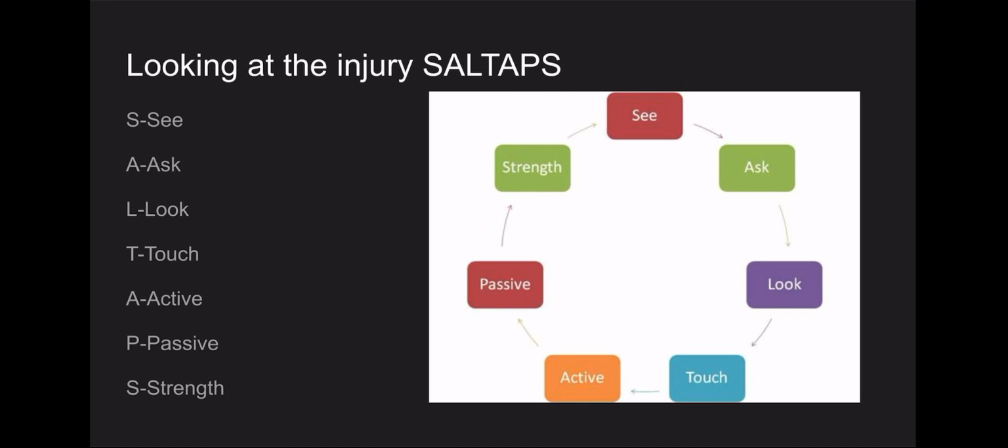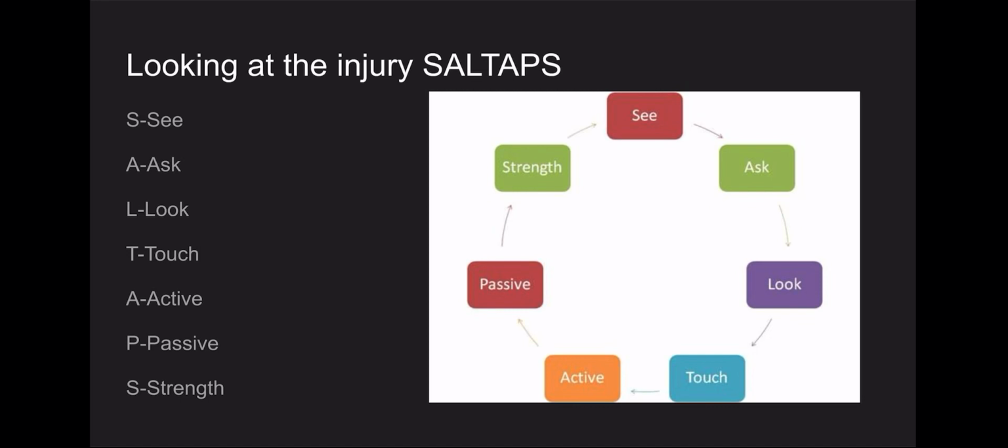Fifth step is active movement. Ask the casualty to move the injured area if they are able to. Ask them to move it through its full range of movements. Sixth step is passive movements. Try to move the injured side only if a good range of movement is available.